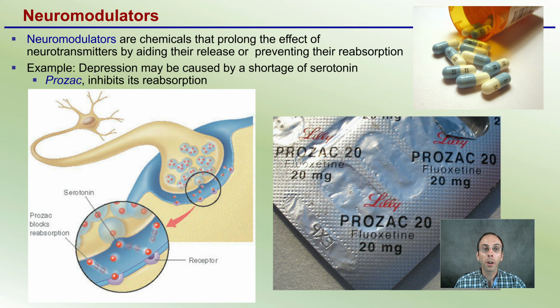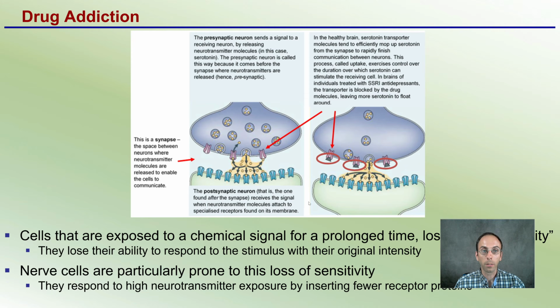For an example, depression may be caused by a shortage of serotonin. Prozac inhibits that reabsorption. So here we are in the synapse with Prozac inhibiting the reabsorption of that serotonin molecule there. Again, acting as a neuromodulator.